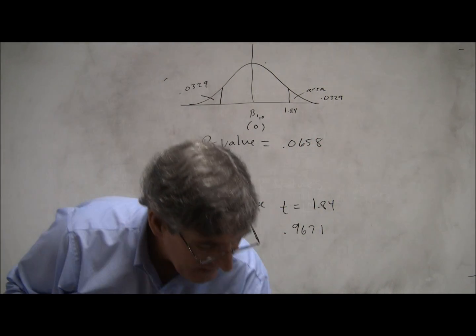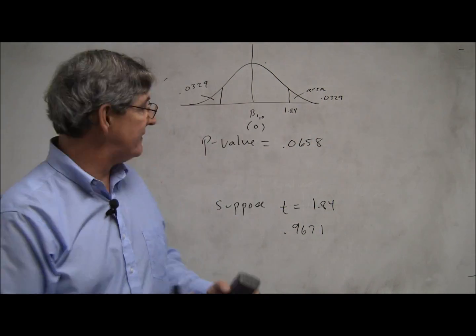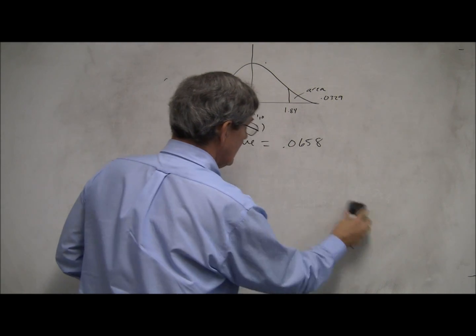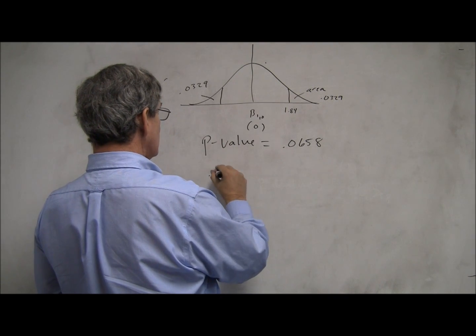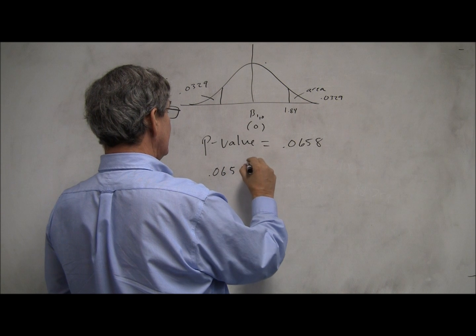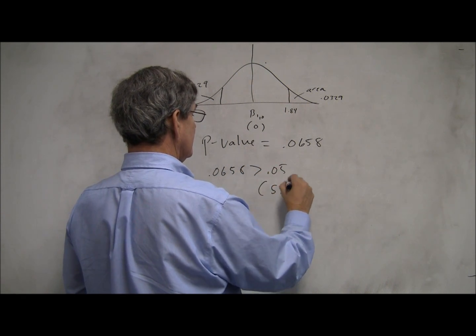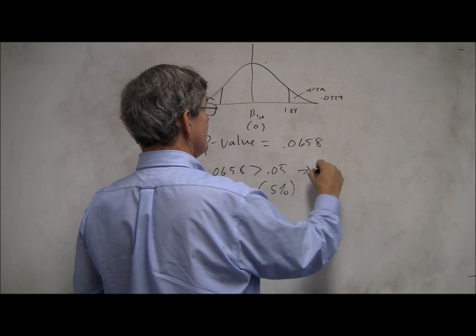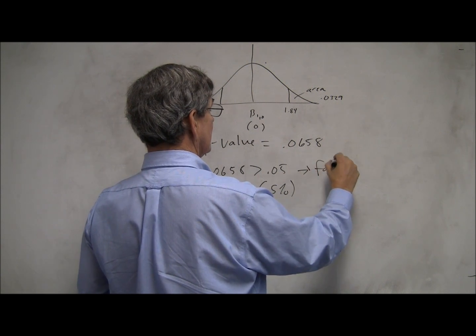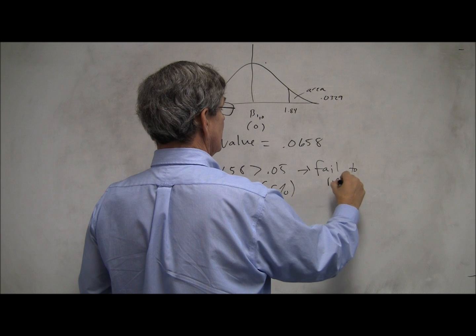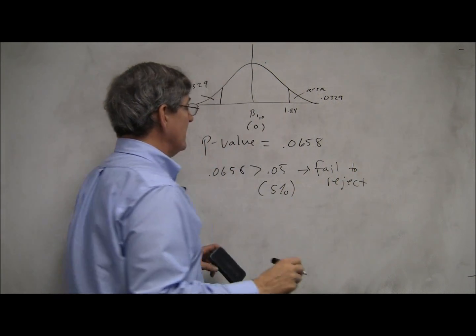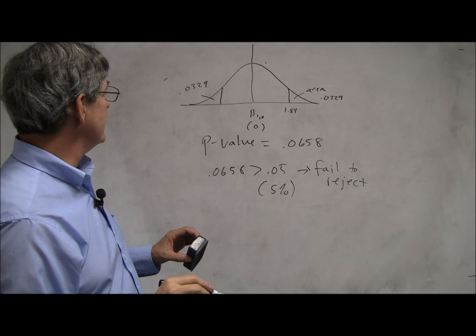If we do a 5% level of significance, remember how that works? Then since 0.0658 is greater than 0.05, that is 5%, you would fail to reject the null in this case.